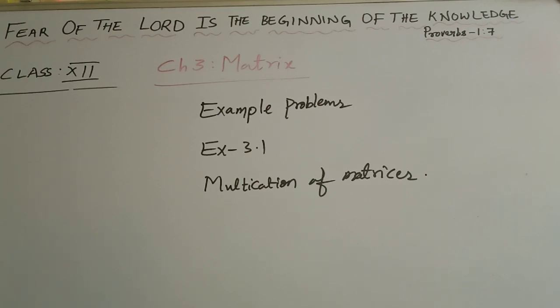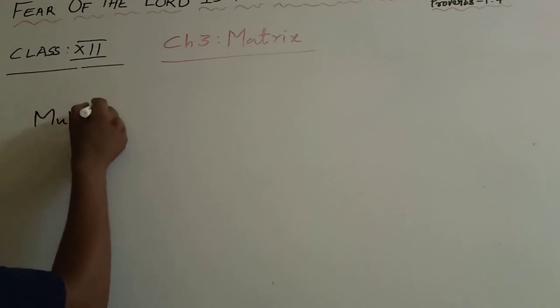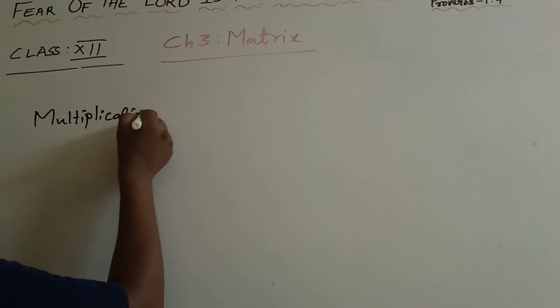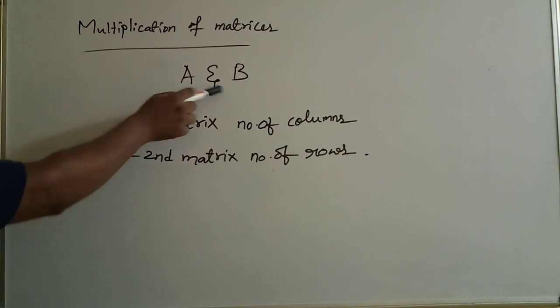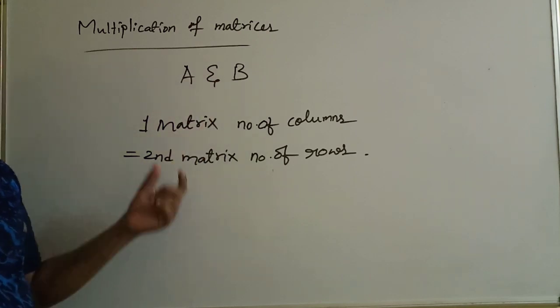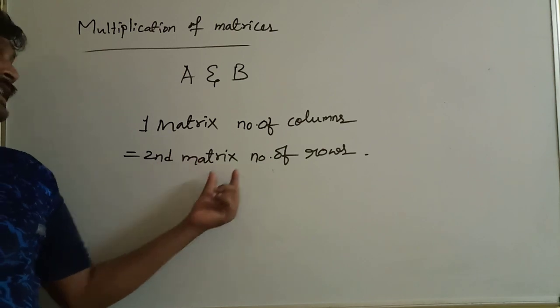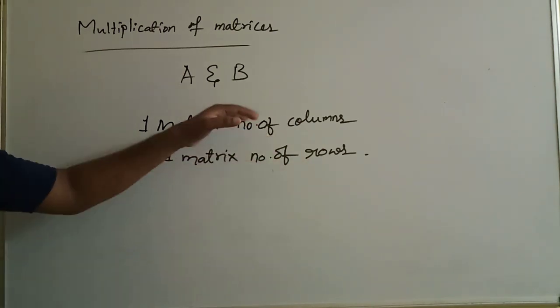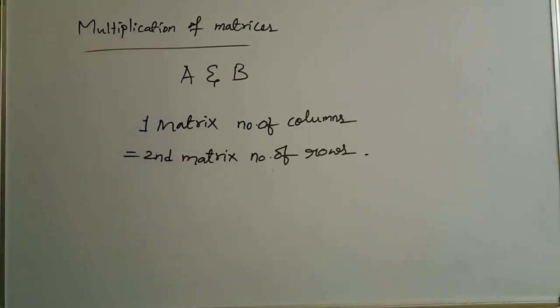What is the rule behind that? We are going to discuss multiplication of matrices. If I take two matrices A and B, then what is the condition to multiply two matrices? The condition is this: the first matrix number of columns should be equal to the second matrix number of rows. If it satisfies this condition, then only we can say that multiplication of matrices is possible. Otherwise, it is not at all possible.